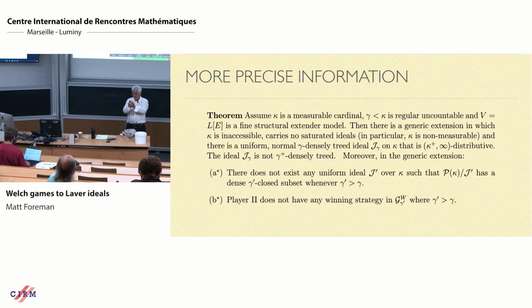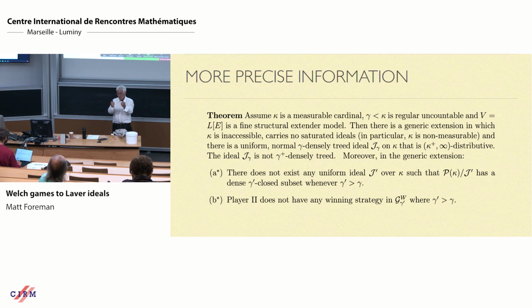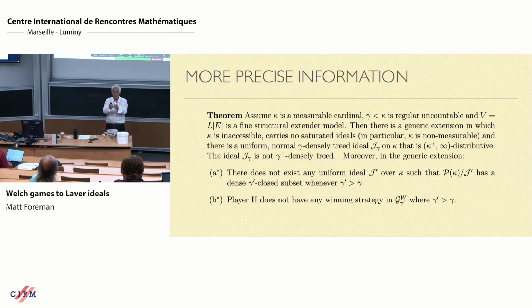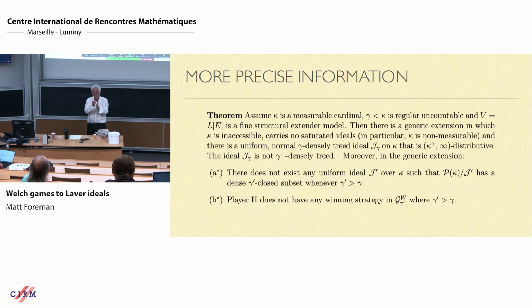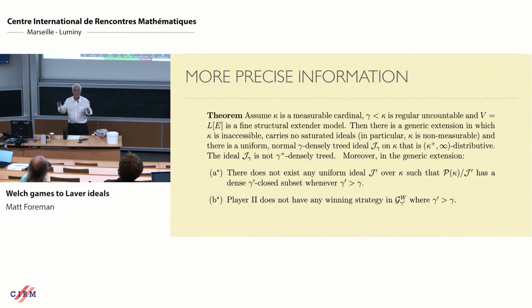And again, if you win a long game, you win the short game. But if you hand me a gamma, I can create a model where player 2 wins the game of length gamma, but doesn't win any game of any longer length. So this is what's going on.